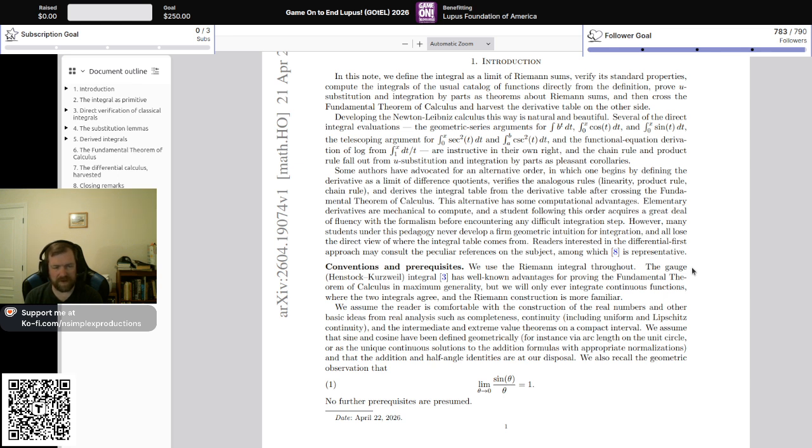That one, obviously I know what it is, probably, but it's going to take me a minute. Unique continuous solutions to the addition formulas. Ugh. And that the addition and half-angle identities are at our disposal. Okay.